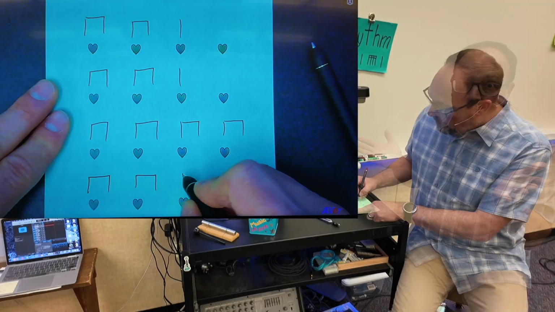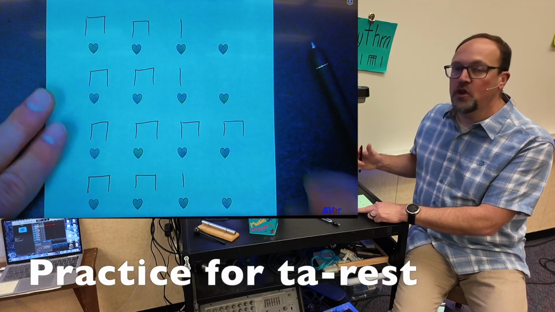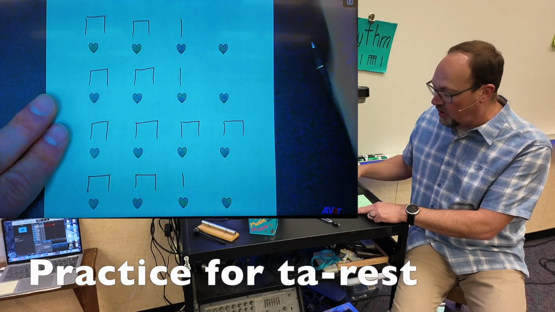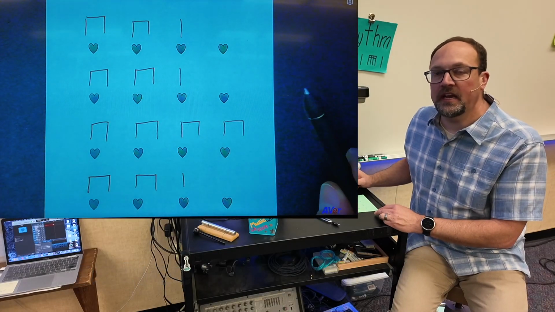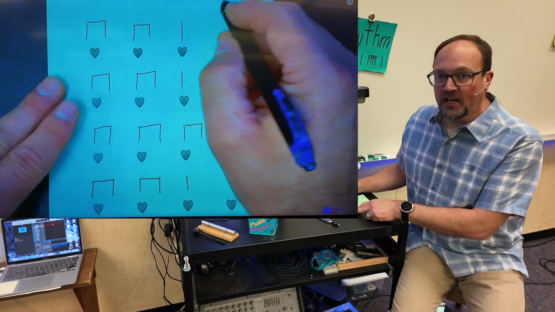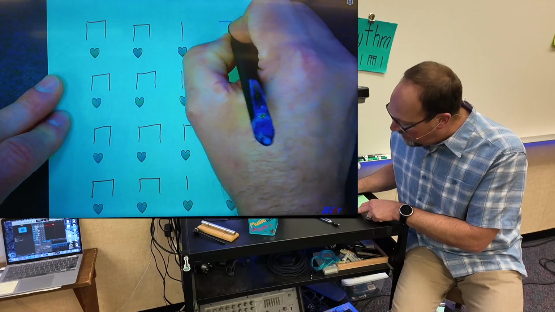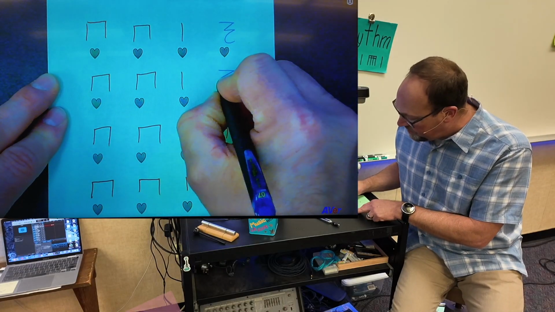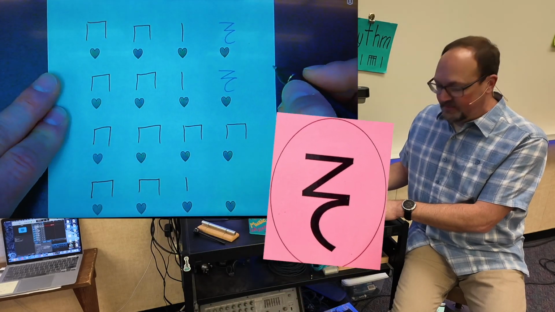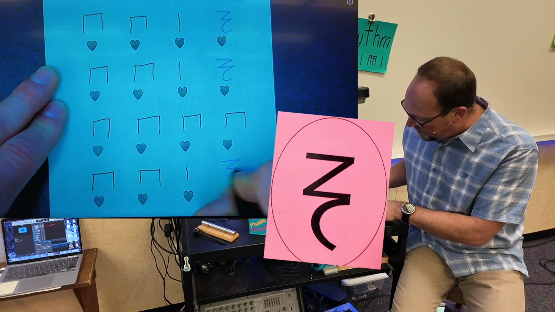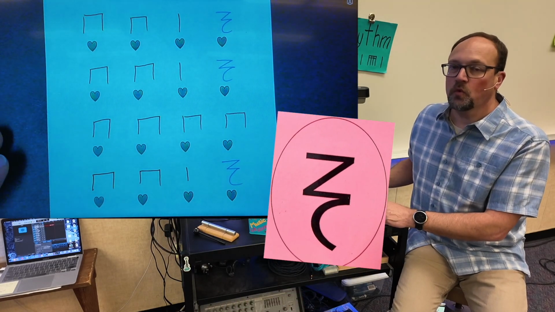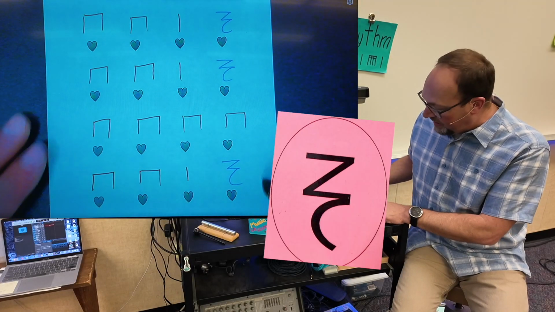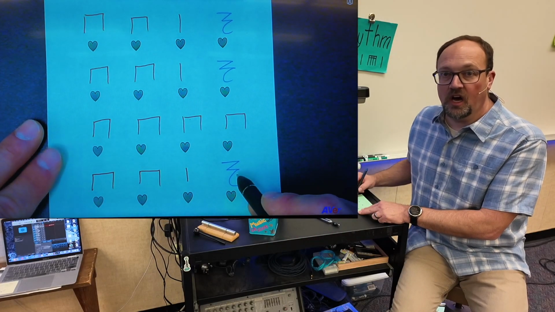TT TT TT TT ta. But when you get to this part, if you are practicing ta rest, instead of drawing a question mark, you can actually have them draw a rest. And I draw a ta rest with a Z and a C. That's how I tell the kids, a Z and a C. That's a really easy way of describing how to draw a ta rest.